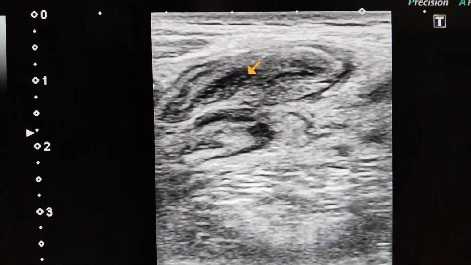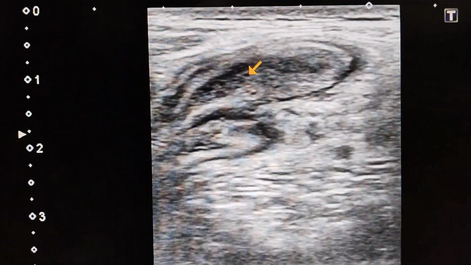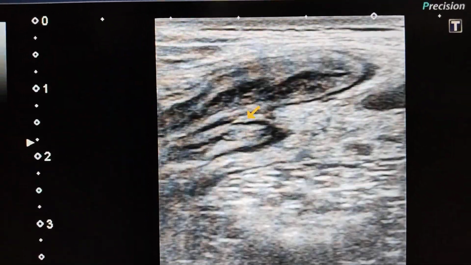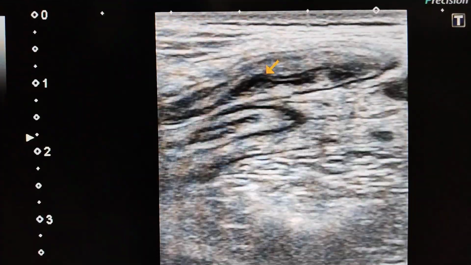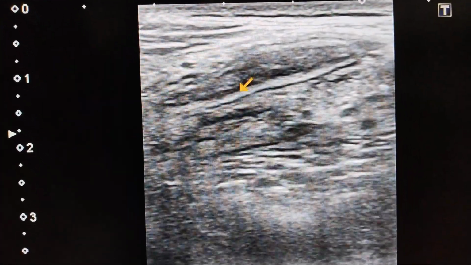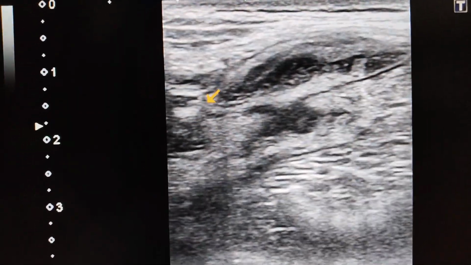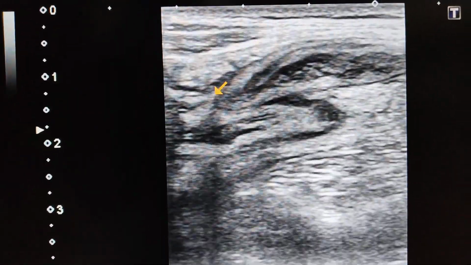And look here, this is the gut loop, which is edematous. I am going to press it. We can appreciate that this gut loop is compressed. So this is the distal ileum, part of the distal ileum.